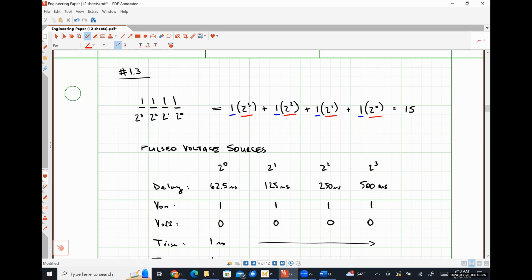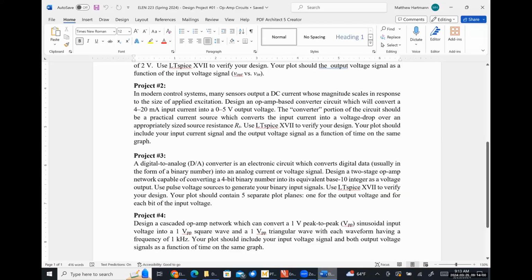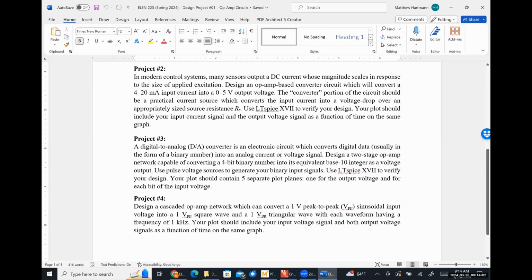So the weights here are effectively 8, 4, 2, and 1. So we've got 4 different pulse voltage sources, each going into the input terminals of a weighted inverting summer, where the weights are 2 to the 3, 2 to the 2, 2 to the 1, and 2 to the 0. All right, so that's the third project. Nothing wildly difficult. Project number 4.